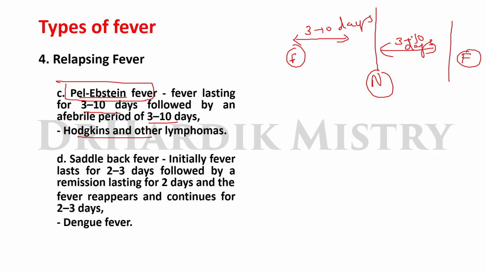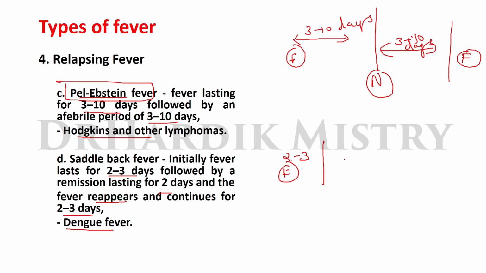Fourth one, saddleback fever. Initially the fever lasts for 2 to 3 days, that is followed by a remission lasting for 2 days, and the fever reappears and continues for 2 to 3 days. And this type of fever occurs in patients with dengue. So what is saddleback fever? Once the fever starts, the fever continues for 2 to 3 days. After 2 to 3 days, the fever stops.